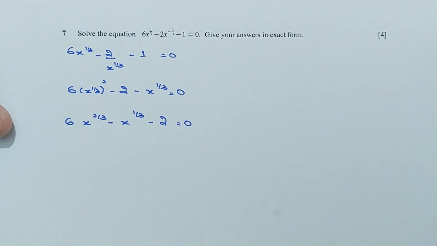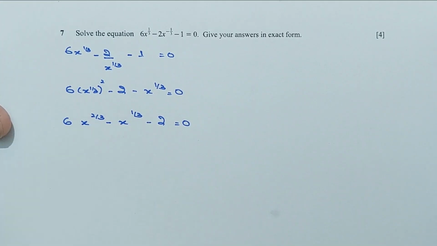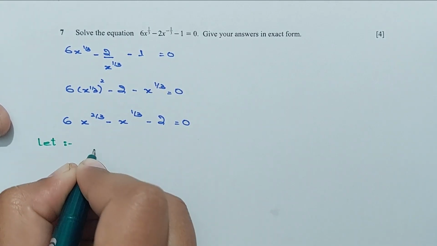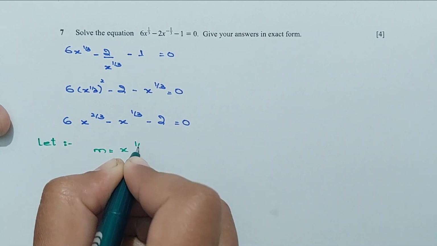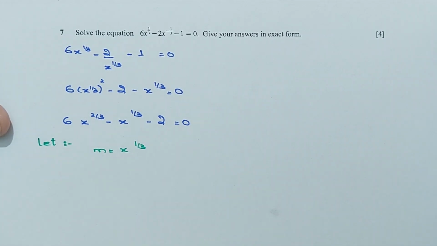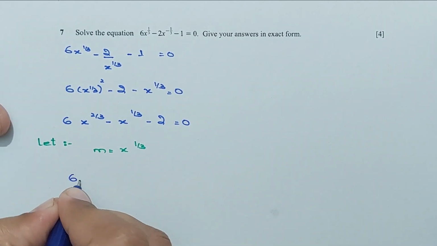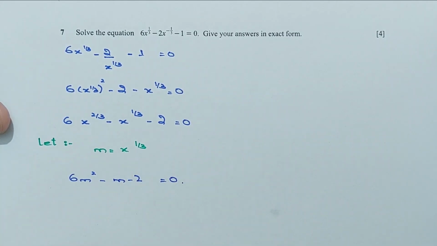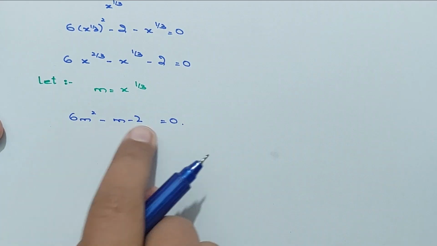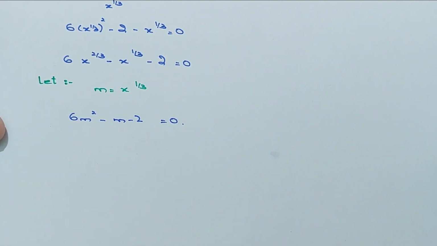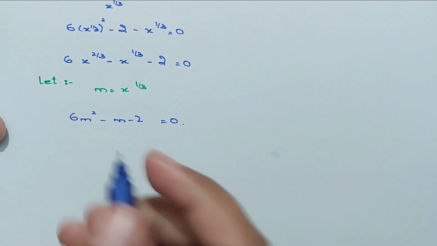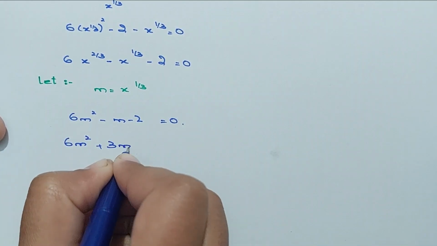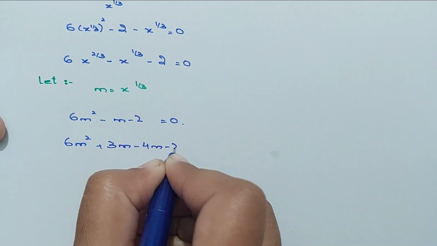Now this looks like a quadratic equation. So let me suppose, we are doing a substitution. Let m be equal to x power 1/3, right? So when m is equal to x power 1/3, this is 6m square minus m minus 2 equals 0. So it's a quadratic equation in a variable m. Now 6 times 2 would be 12, 4 times 3 is 12, and 3 minus 4 is minus m. So 6m square plus 3m minus 4m minus 2 equals 0.